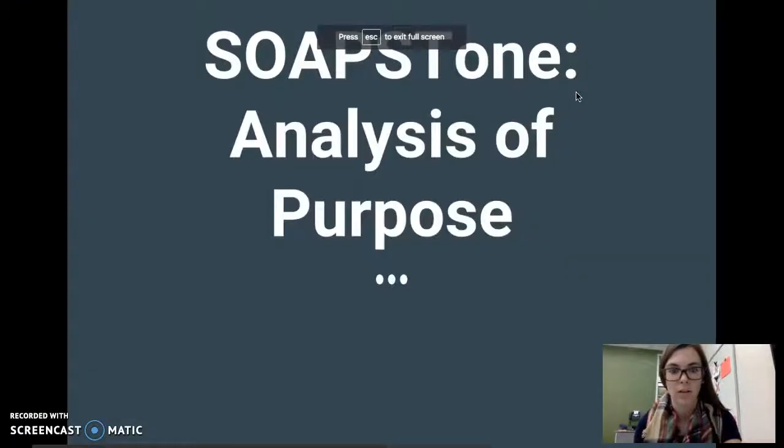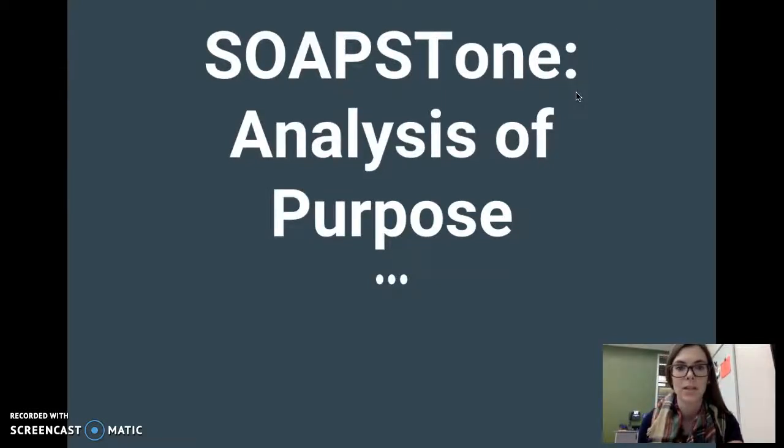All right, everyone, welcome to our lesson over SOAPSTone, where we're going to be analyzing purpose of speeches. This is particularly relevant for our journey in our mock trial as we're becoming lawyers to give opening and closing statements. So I want us to look at some example speeches, and then we'll look at an example closing statement to help us prepare for this.